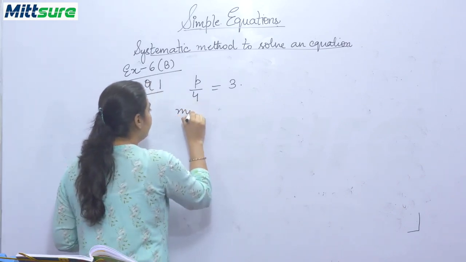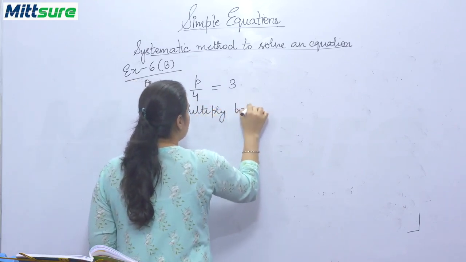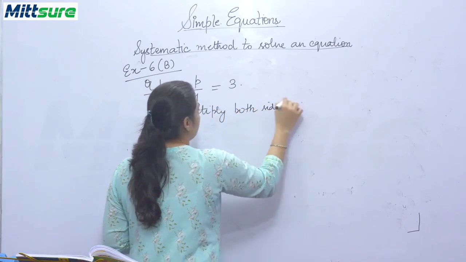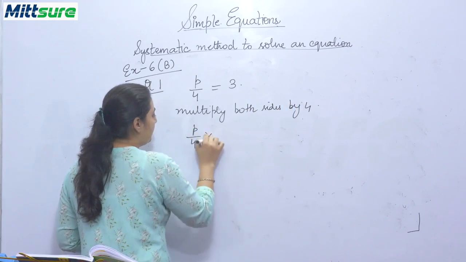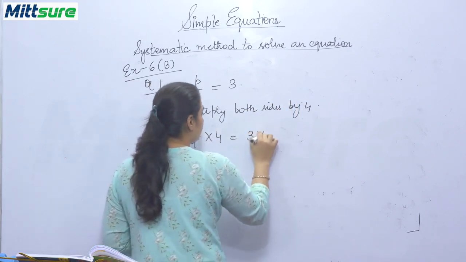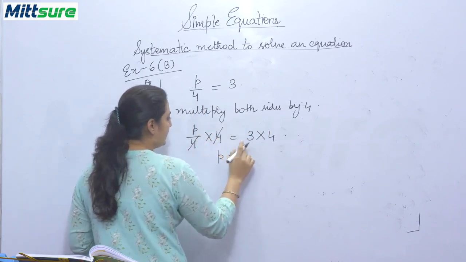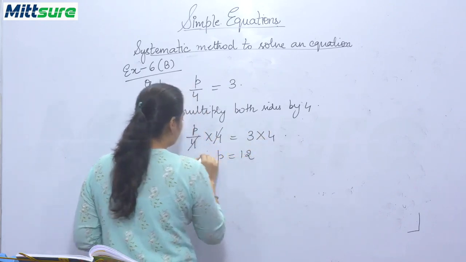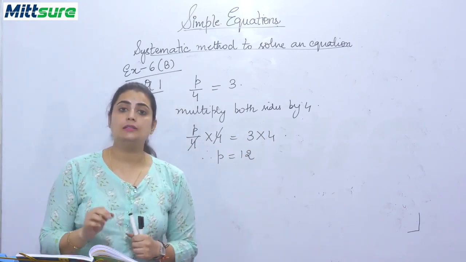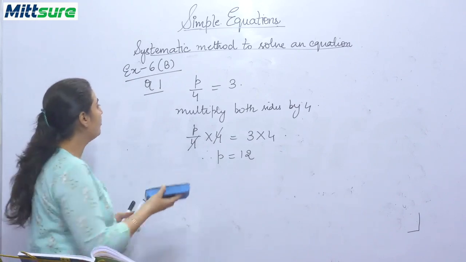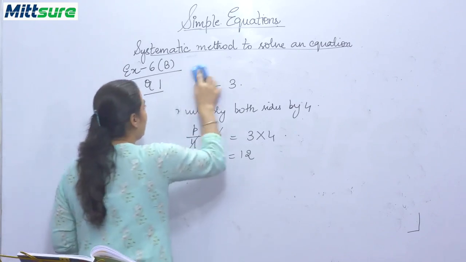So multiply both sides by 4. So P upon 4 multiplied by 4 equals to 3 multiplied by 4. That is 4 cancels 4. P is equal to 12, since 3 fours are 12. So this is the solution for the given equation using the systematic method. Now this was the E part. Now we will be talking of the F part.